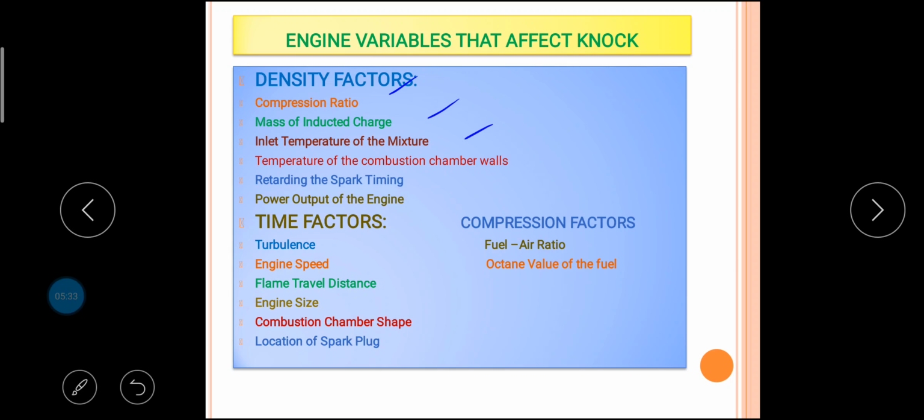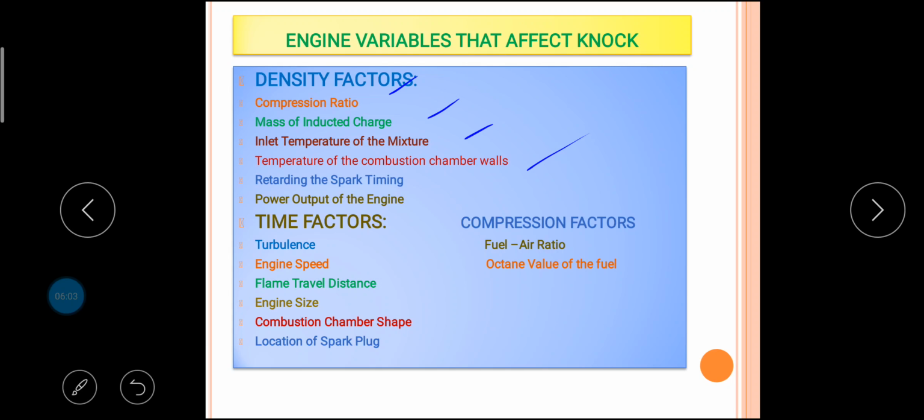Inlet temperature of the mixture. Increase in the inlet temperature of the mixture makes the compression temperature higher, thereby increasing the tendency of knocking. Further, volumetric efficiency will be lowered. Hence, a lower inlet temperature is always preferable to reduce knocking. It is important that the temperature should not be so low as to cause starting and vaporization problems in the engine. Temperature of the combustion chamber walls.